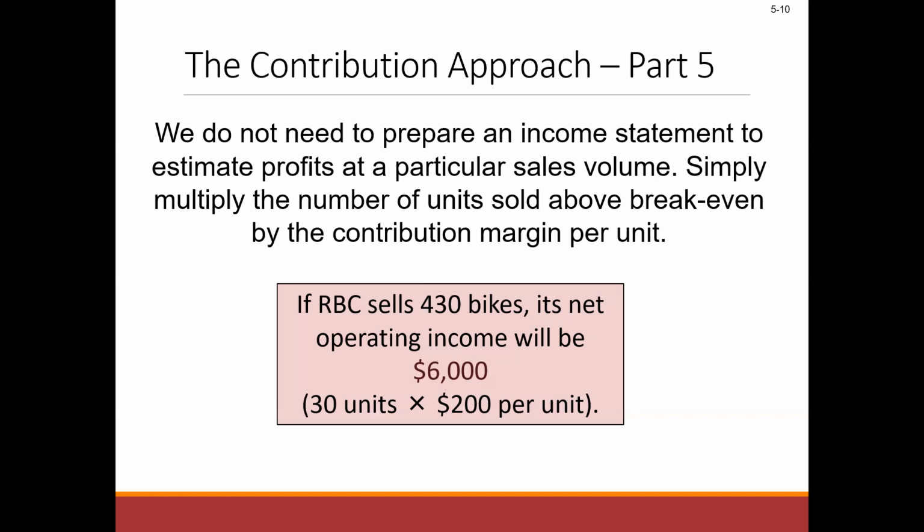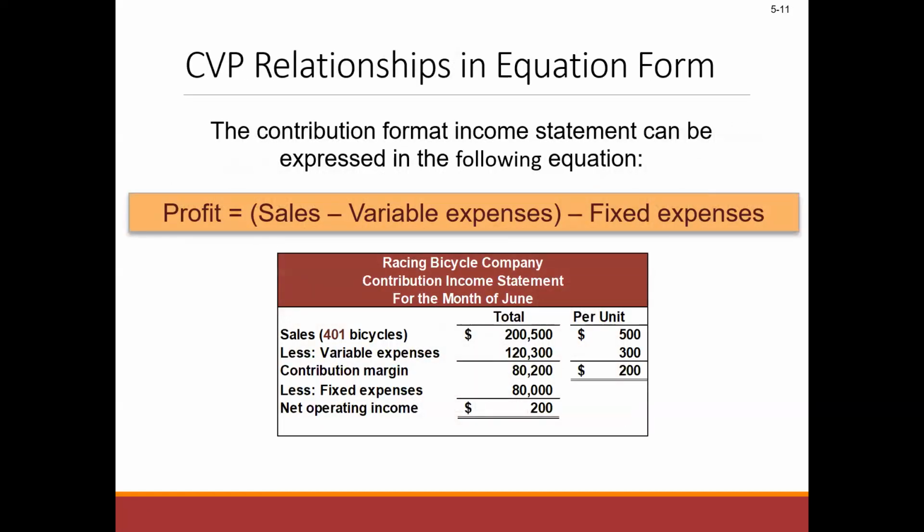So if RBC sells 430 bikes, which is 30 above the break even, 30 times 200 a unit, they're going to make $6,000 in net income that month. The contribution format income statement can be expressed in the following equation. Profit is going to equal sales minus the variable expenses minus our fixed expenses.